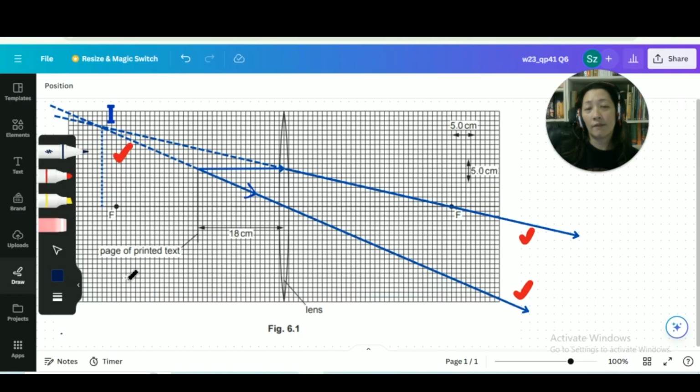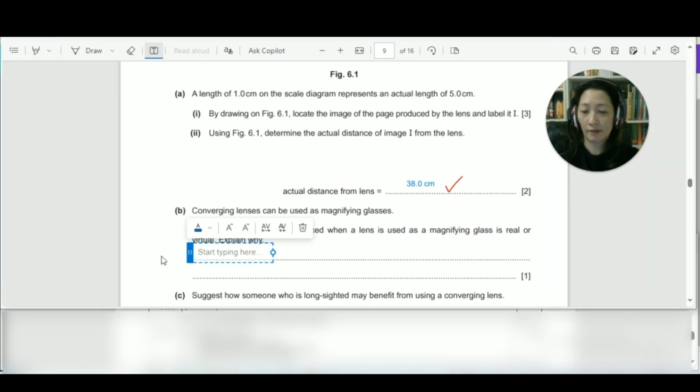When you use the convex lens as a magnifying glass, you normally have to place the object quite near the lens, that means within the focal length, and you will get a larger virtual image. So here's what we're going to write, right? The image formed is virtual. And to explain why, let's just keep it simple. We'll just further elaborate about virtual images. So virtual images cannot be projected on a screen.